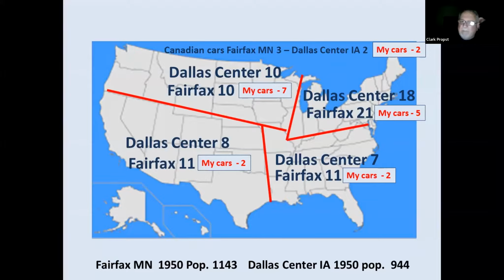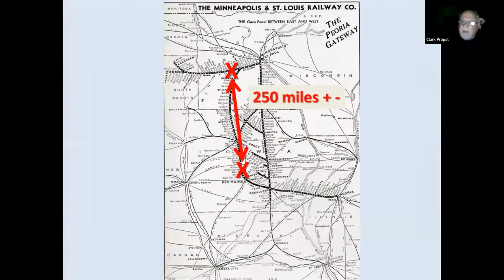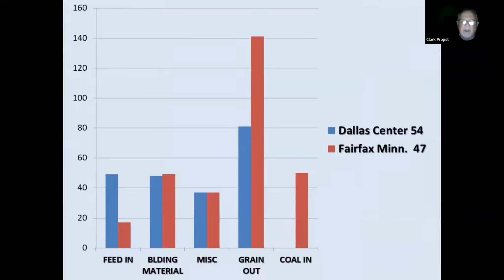As I said before, taking a look at Fairfax and Dallas Center, they're within 250 miles of each other. But their grain shipments would change a lot. If we look here, you're looking at feed in, building materials. These are all boxcar loads. Miscellaneous, grain out, and you see a lot more at Fairfax, and I'll talk about that in a minute. And also coal in, hardly any in Dallas Center.